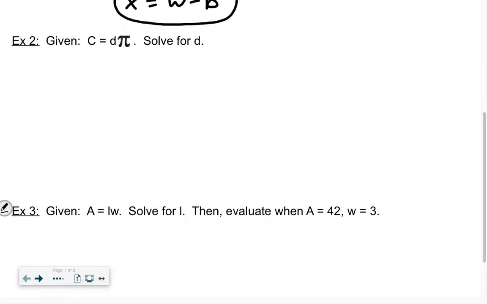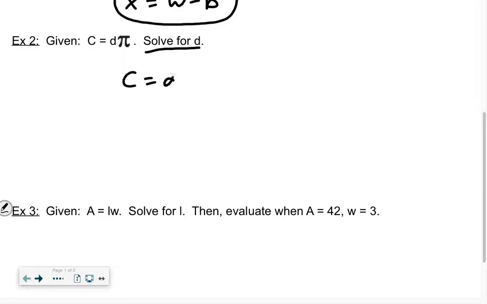Here for example number 2, we have c is equal to d times pi. Hopefully you're recognizing that's our circumference formula, diameter times pi. And here we want to go ahead and solve for d. So again, right-hand side of the equation, we recognize that's where the d is located, so I need to get rid of that pi value. Now notice the operation between d and pi is multiplication. Therefore, we want to go ahead and divide both sides by pi.